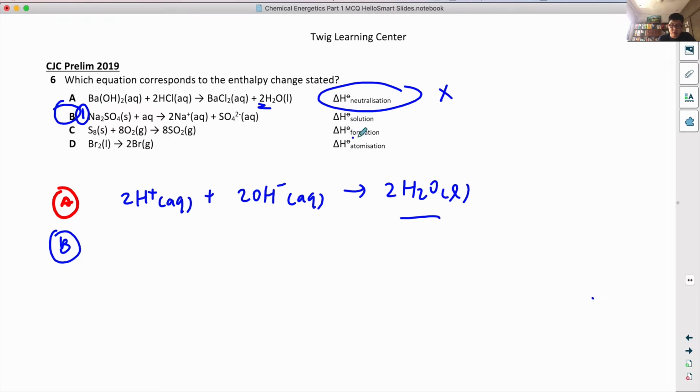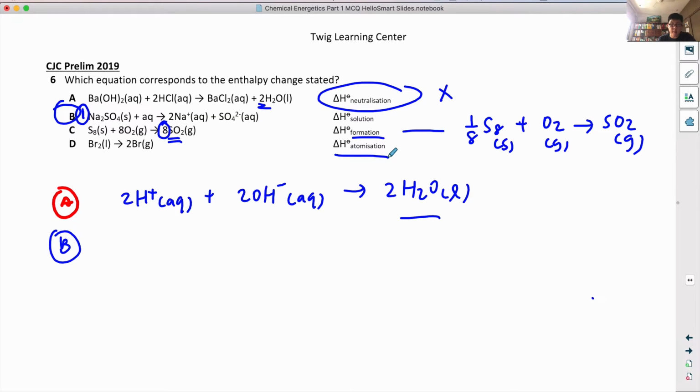For formation, you need to form 1 mole of sulfur dioxide, because this is forming sulfur dioxide. But since they form 8, it's actually not acceptable. Formation is you must form 1 mole of sulfur dioxide. So the proper one for formation of sulfur dioxide should be 1/8 S8 solid plus O2 gas to become SO2 gas. That makes more sense. That is formation of sulfur dioxide.